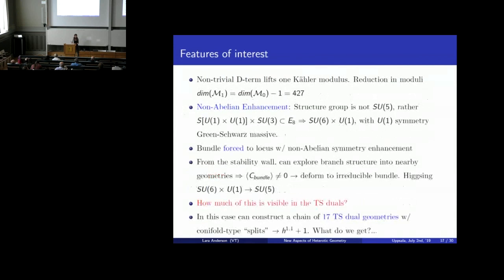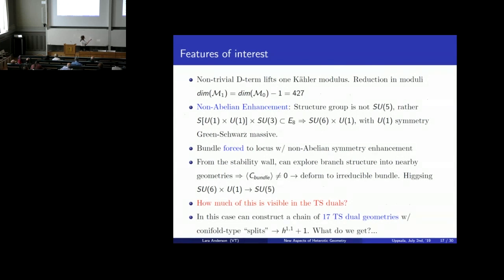Okay, so features of interest in this example. The non-trivial D-term in the 4D theory due to this polystable bundle lifts one Kähler modulus. This leads to a simple reduction in the net number of moduli by 1. In addition, because this bundle is generically polystable at every point in its supersymmetric moduli space, this will lead to a non-abelian enhancement from the symmetry that you thought you were going to write down. So the structure group is not SU(5), rather it is actually forced to enhance to SU(6) times U(1).